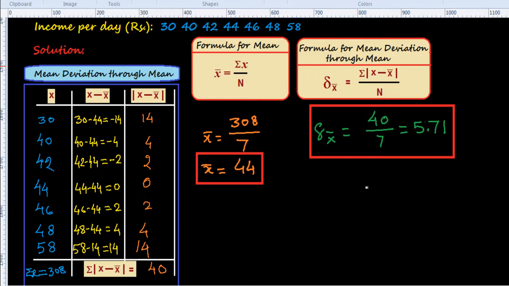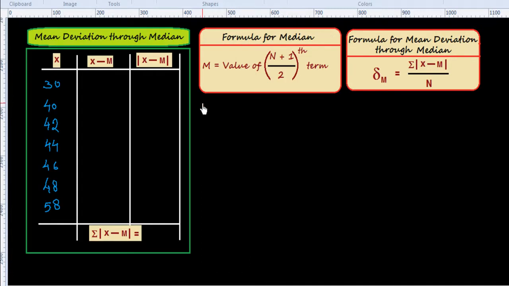Now we apply the same example for the deviation from median. Now we find out the mean deviation through median. Look at this, the same data we are taking here: 30, 40, 42, 44, 46, 48 and 58. For this, first we have to find out the median. The formula for median depends on the total number of terms. This is the first term, second term, third term, fourth term, fifth, sixth and seventh. We have 7 terms in total.